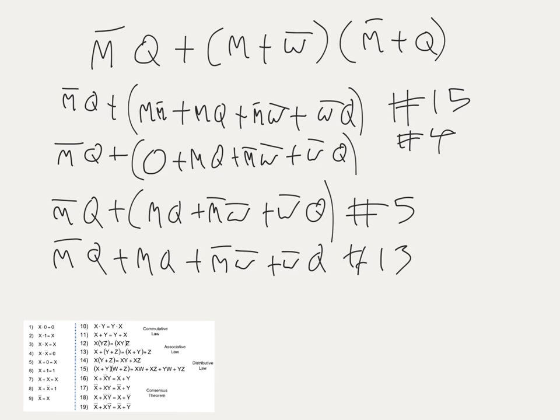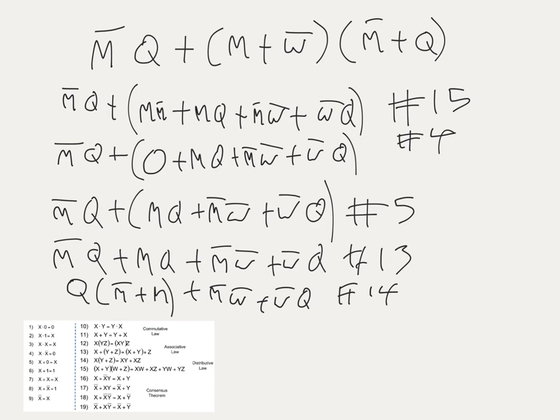Now what? Well, I think I'm going to take the q out of these two guys right here. See those two? And I think there's something I can do with that. So I think I'm going to take a q out of both of those terms and see what that leaves me with. So I'm going to take q, and that leaves me with m naught plus m, plus m naught w naught plus w naught q. And that I can do because of Theorem 14, distributive.